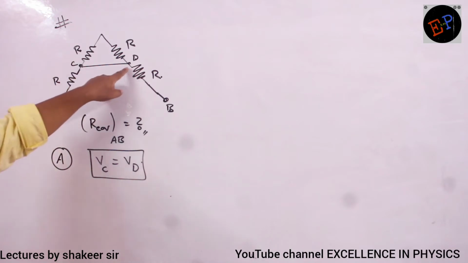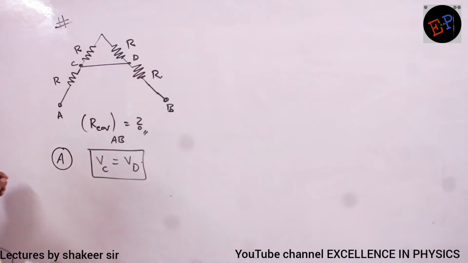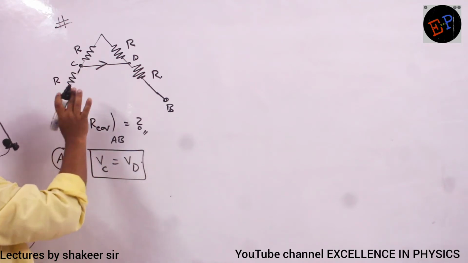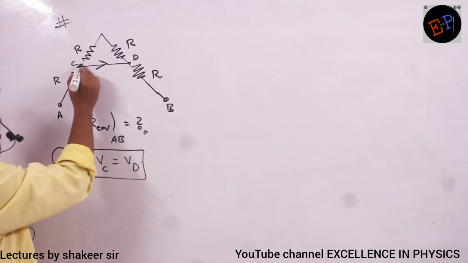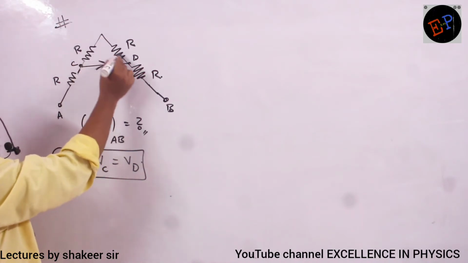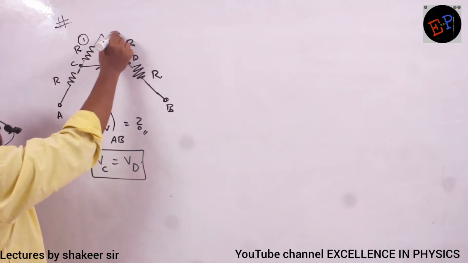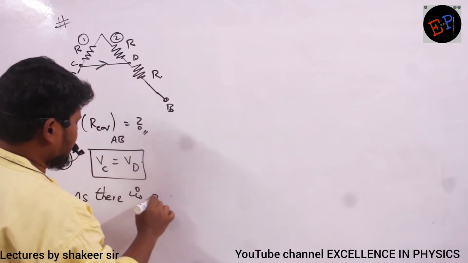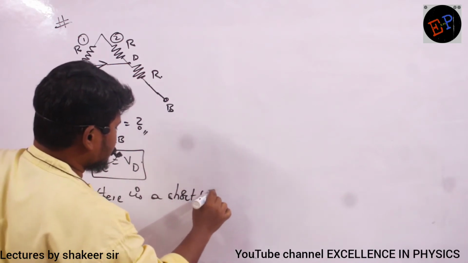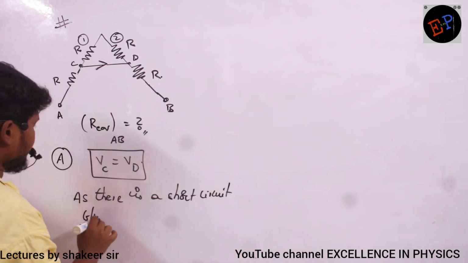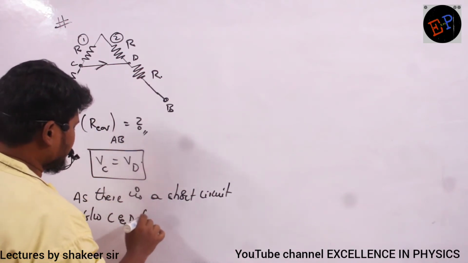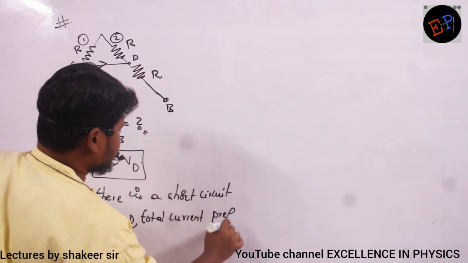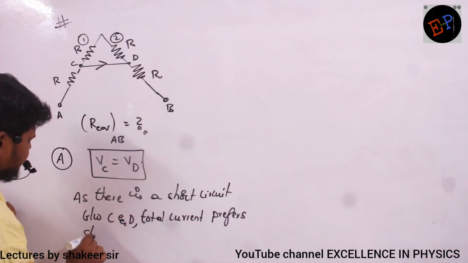If there is no resistor between equipotential points, then current prefers to travel in this short circuit path only. This point you can call a short circuit point also. It means the current will bypass these two resistors. Are you able to understand? Let us call them resistor number 1 and resistor number 2. So as there is a short circuit between C and D, the total current prefers the short circuit path.